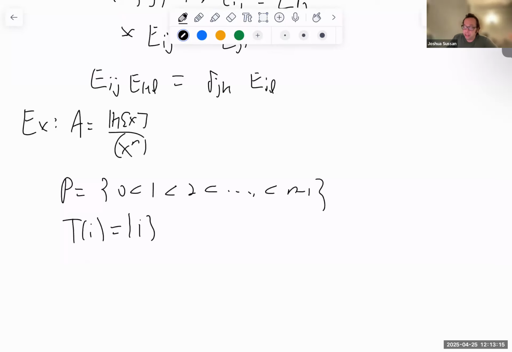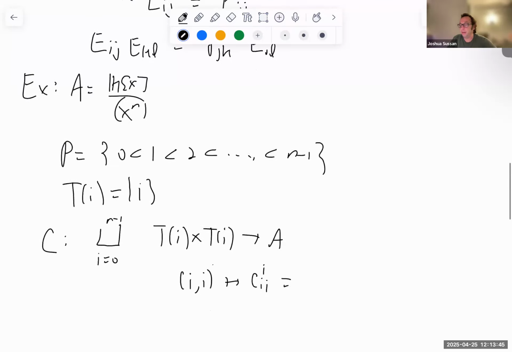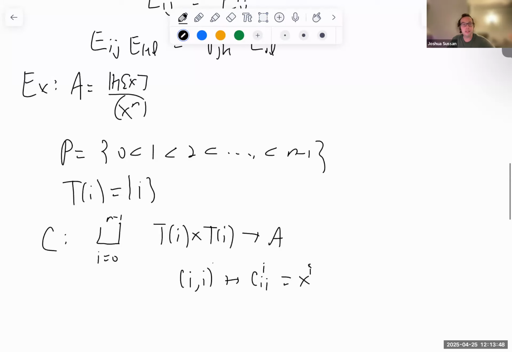Okay, and so then I need a function C, which goes from the disjoint union, i goes from 0 to n minus 1, of Ti cross Ti into our algebra A. Well, each of these sets in this example only has an element i. And so the function takes (i, i) to some element Cii, but in this truncated polynomial algebra, it just sends it to the monomial x to the i. And of course, so the normal basis for the truncated polynomial algebra becomes a cellular basis.